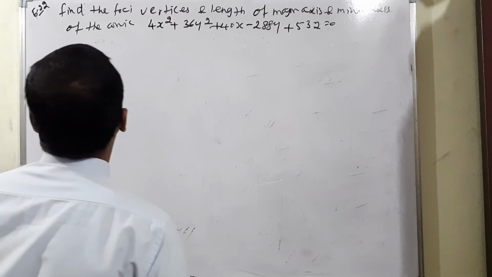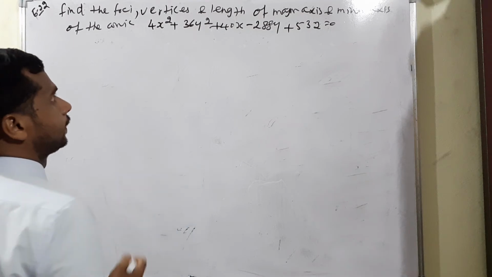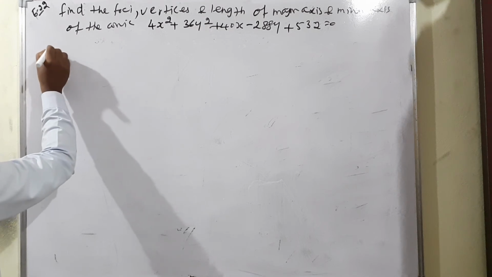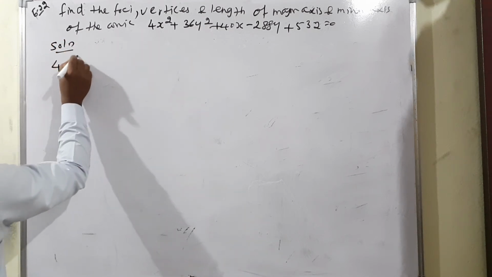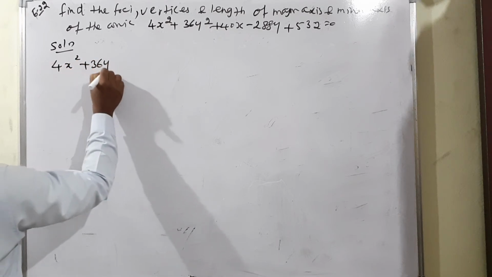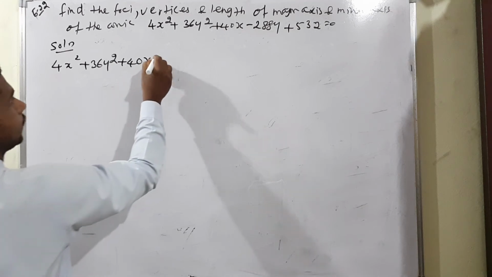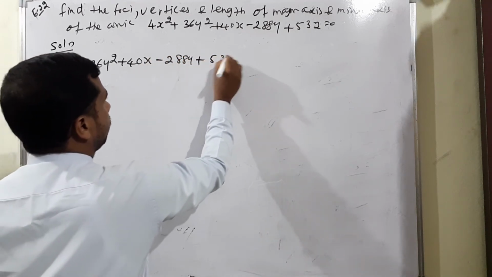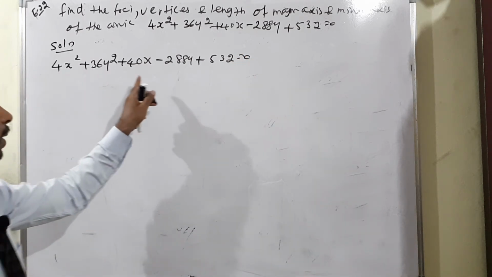Moving to example 5.22. Question: find the foci, vertices and length of the major and minor axis of the conic. The equation is 4x² + 36y² + 40x − 288y + 532 = 0. Is it a circle? You can say it's not a circle.